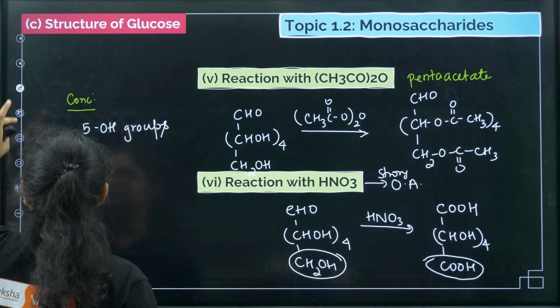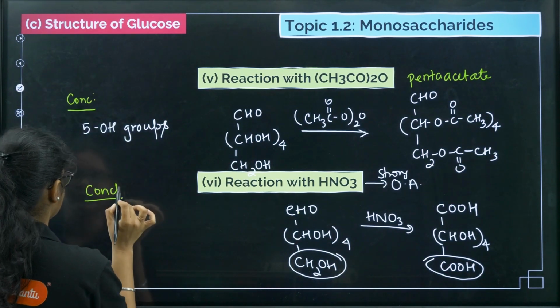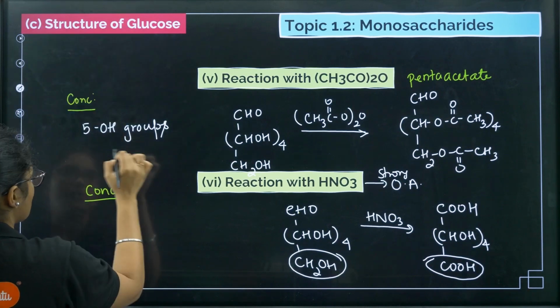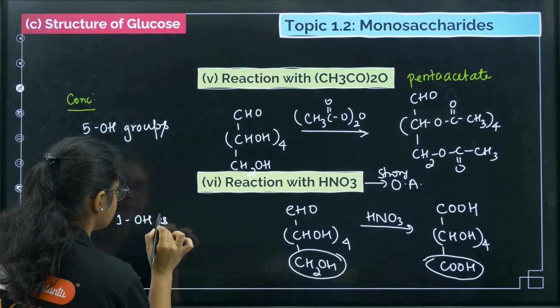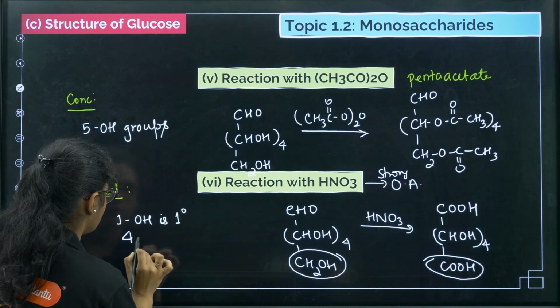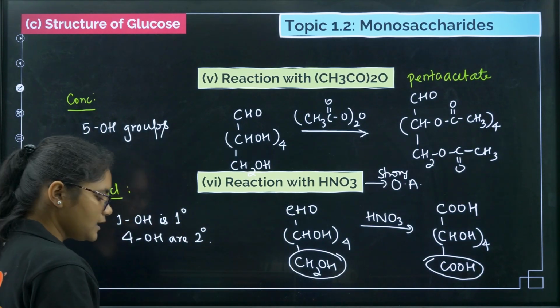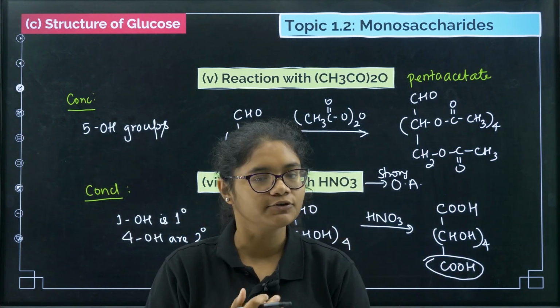So what is the conclusion here? There are 5 OH groups, as we already got in the first reaction. Out of these 5 OH groups, 1 OH group is primary and 4 OH groups are secondary. These are the conclusions that we got from the different reactions of glucose.